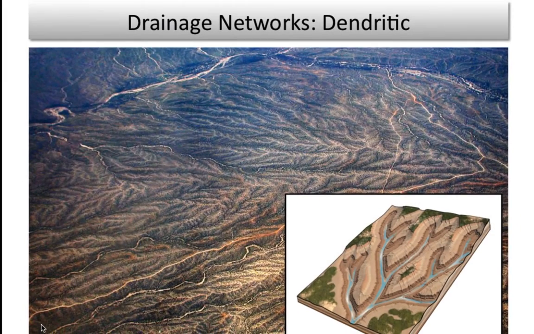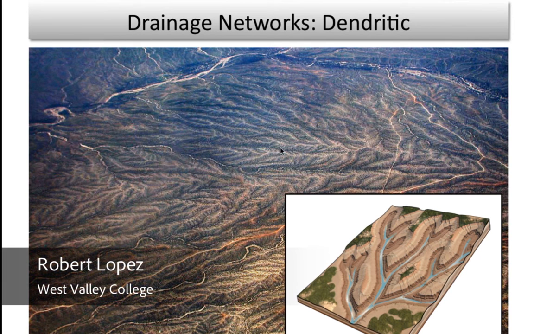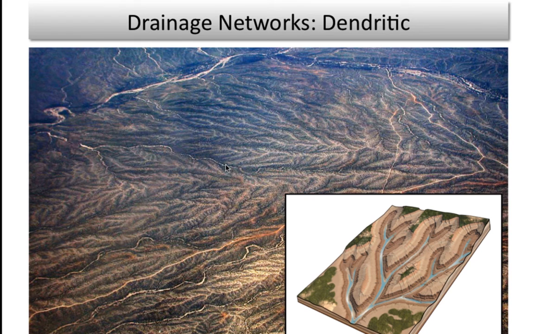So here we have the dendritic pattern. You see this kind of vein type structure all leading. From what I can tell in this picture, this looks like some sort of shale or soft sand in this region here, but it's probably relatively flat lying. It's not folded, right? So it's a uniform or homogeneous bedrock.